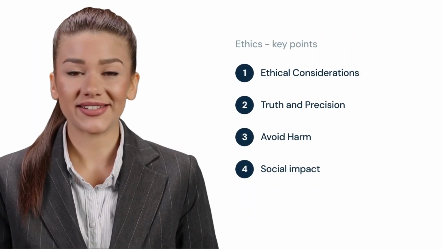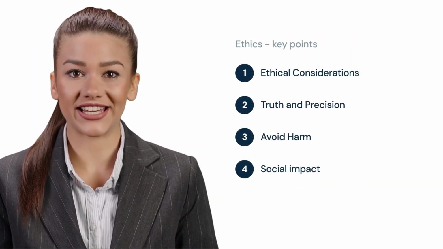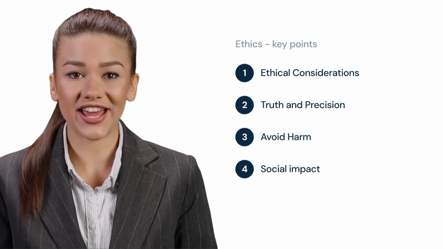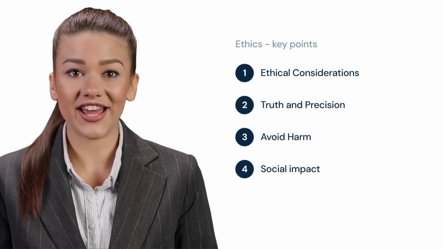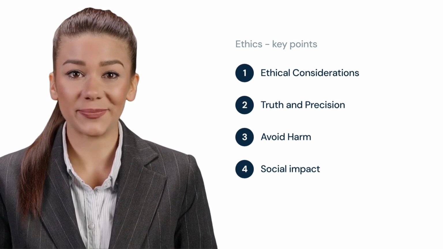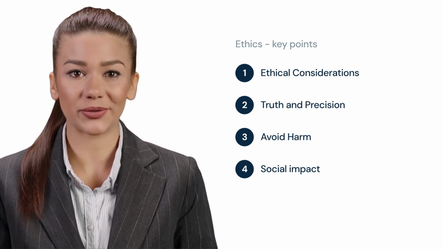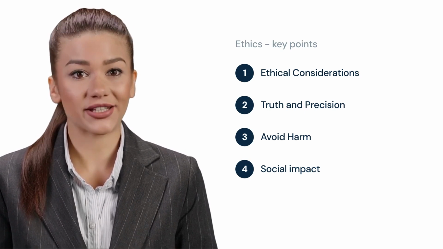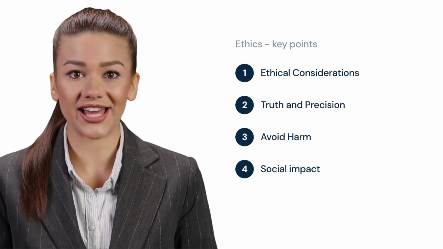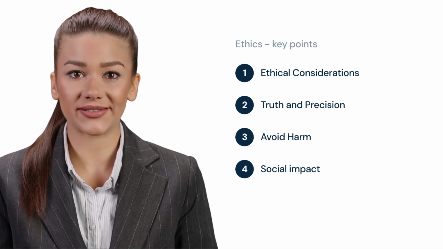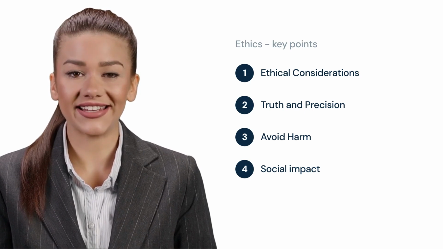Let's start with ethics. Language automation like ChatGPT raises several ethical questions. It's important to consider how your chatbot or virtual assistant interacts with users. Avoid promoting false or harmful information and pay attention to the social impact of your applications. Here's a breakdown of the key points. Ethical considerations. When developing chatbots and virtual assistants, it is crucial to think about the ethical implications. This includes how these AI systems operate and interact with users.